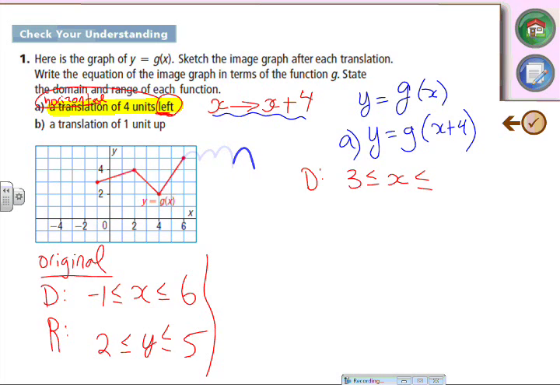The range now. We did nothing at all vertically. We did not move it up and down. I did not touch the y. So my range is not touched. It is still going to be the same range.